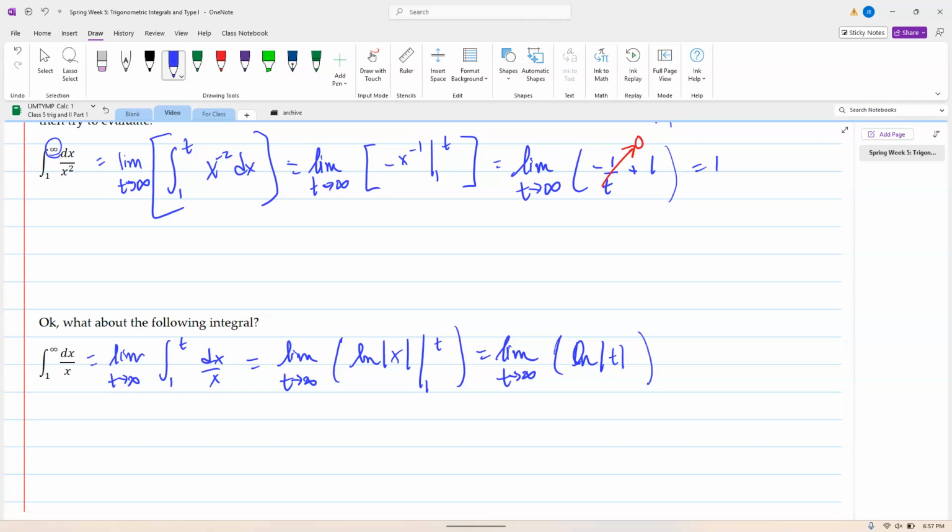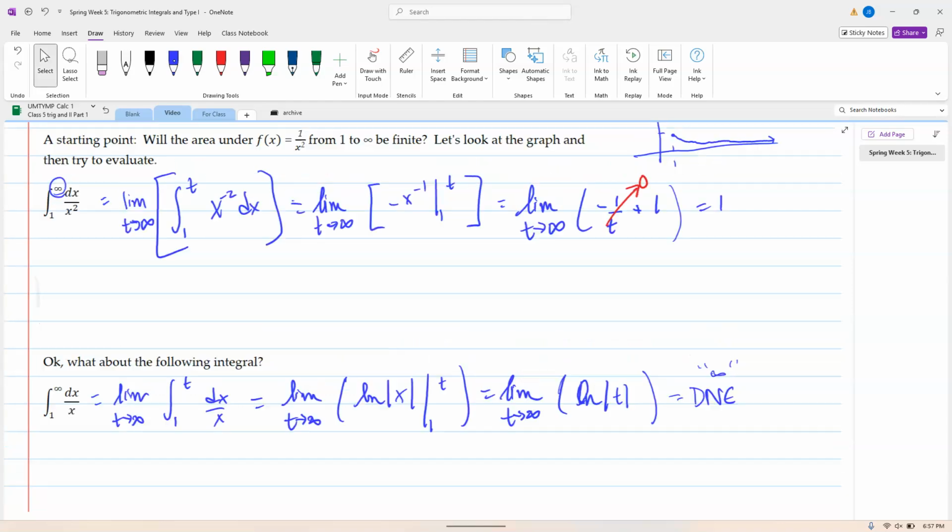Oh, but wait. This doesn't exist as a finite number, right? It would diverge. It would go towards infinity. I mean, we could write it's infinity, but infinity is a concept, not a number. So we're just going to say it doesn't exist as a finite number.